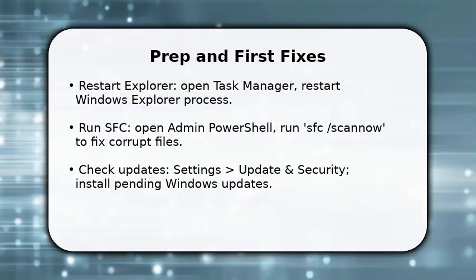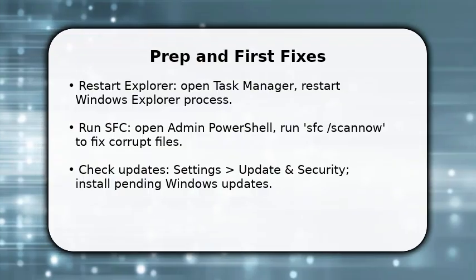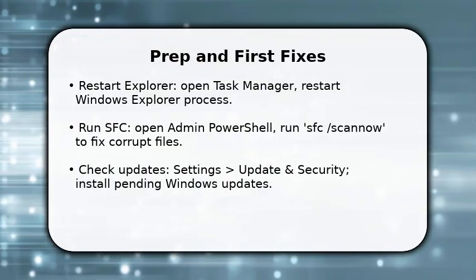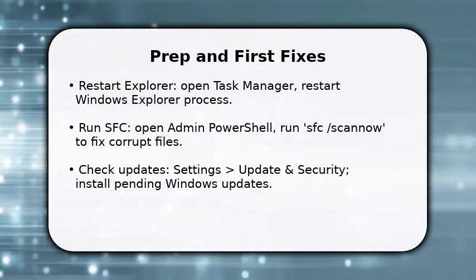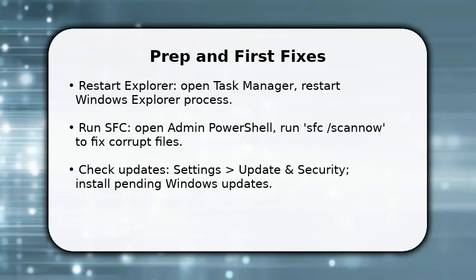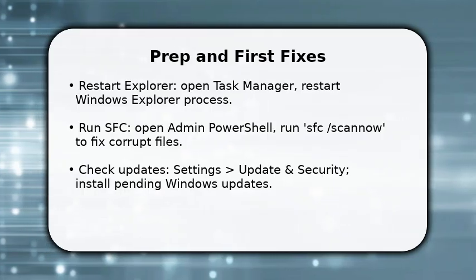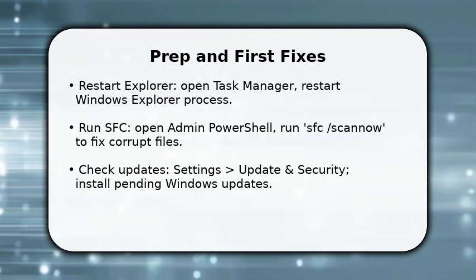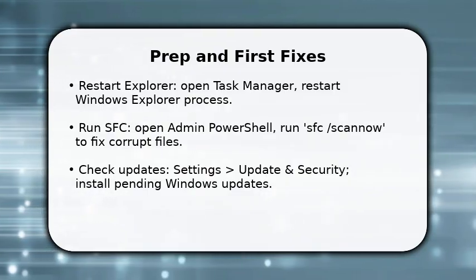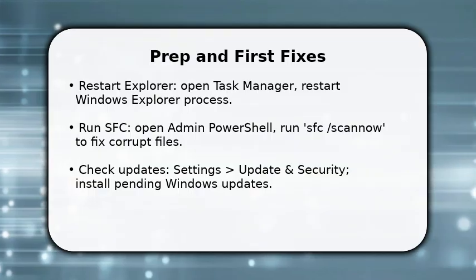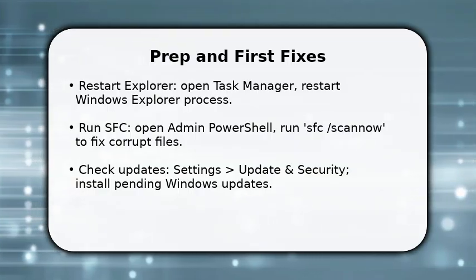You start with the fastest, most impactful fixes. First, restart the Explorer process in Task Manager to clear transient UI hangs. Then, open an elevated PowerShell or command prompt and run sfc /scannow. This checks and repairs system file corruption that often breaks search. Once done, go to Settings, Update and Security and install any pending Windows updates so known bugs are patched.